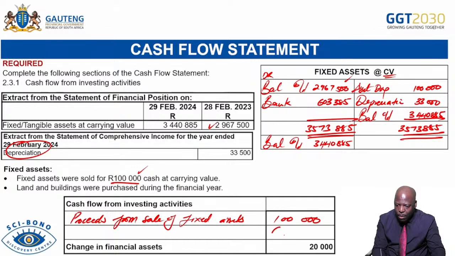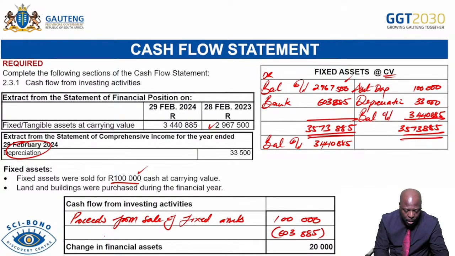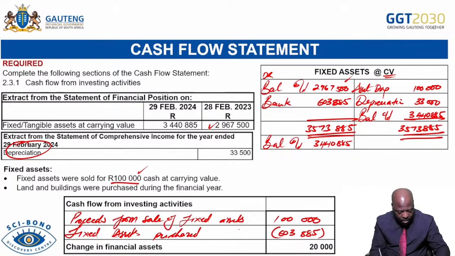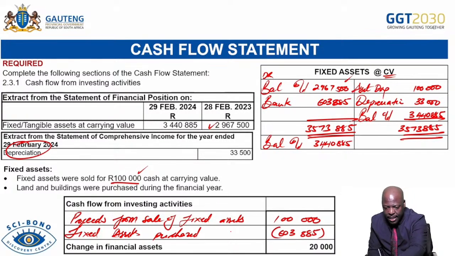606,385, which I therefore bring out here at the end, which becomes 603,885 because of the 500. So that becomes now your fixed assets purchased. That becomes your fixed assets purchased here. That is your 603,885. That becomes the amount at the end.